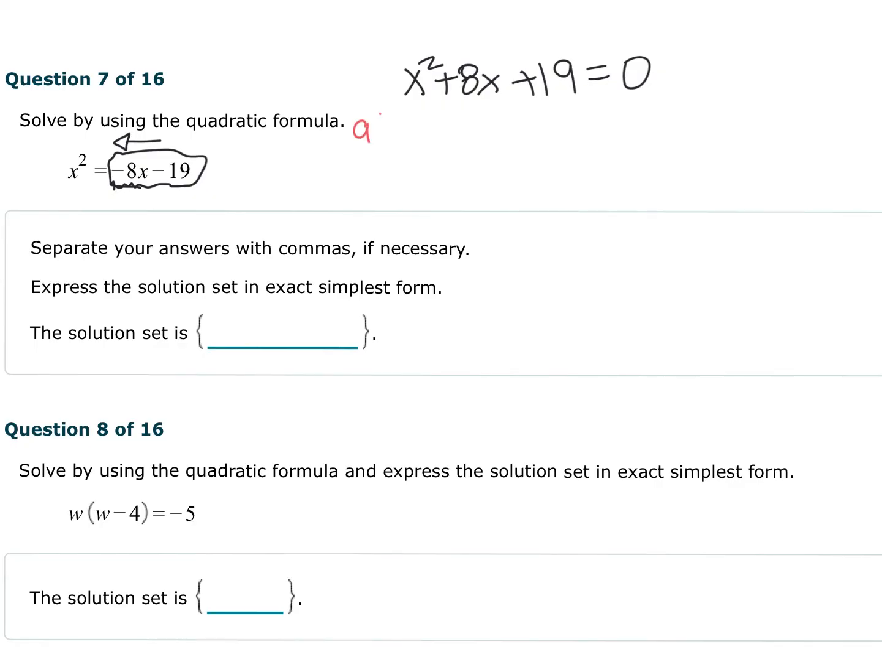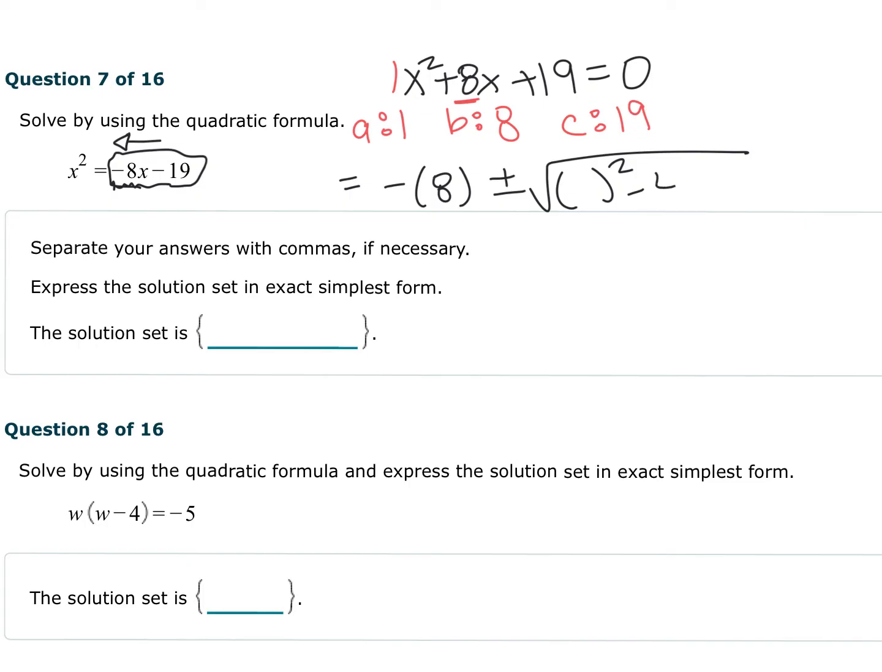So I'm going to let a equal 1. That's the number in front of x squared. b is equal to 8. That's the number in front of x. And c is equal to 19. I'm going to go ahead and plug this into my quadratic formula just like we did on the previous problem. So I'm going to have negative b plus or minus the square root of b squared minus 4ac all over 2a.